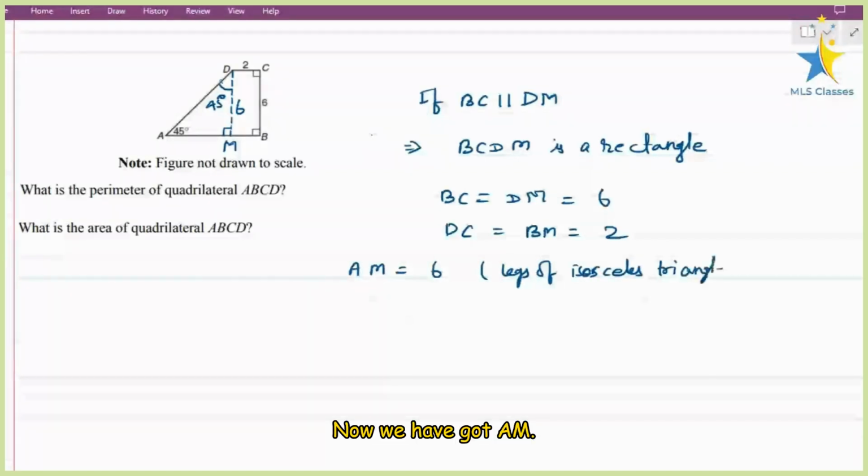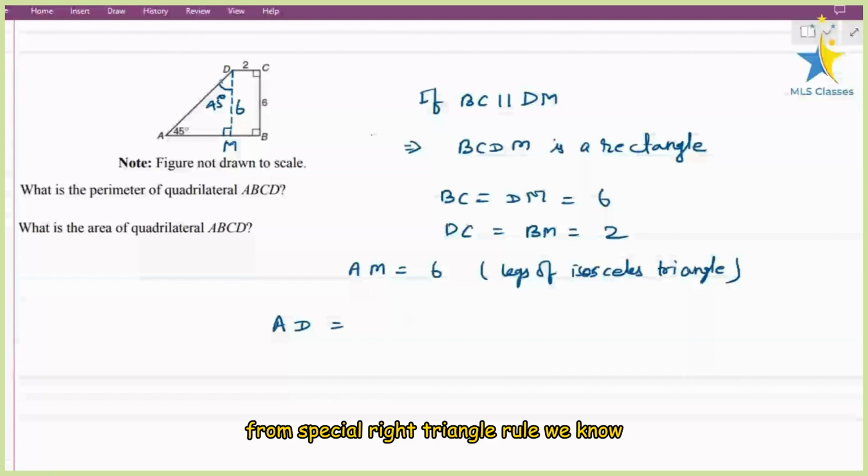Now we have got AM, we need to find AD. From the special right triangle rule, we know that the hypotenuse is root 2 times the equal legs. So it is 6 root 2.